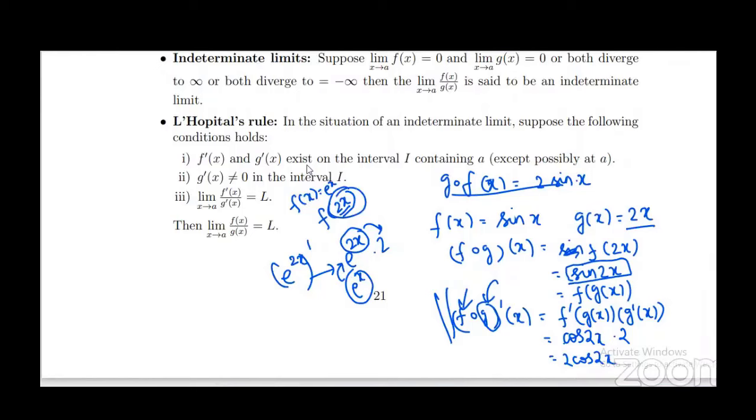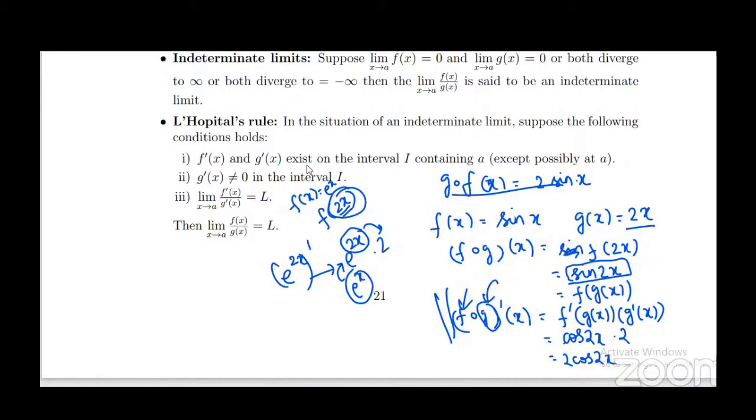Ma'am, if there is something complicated given in the power, like log or something, we can do this thing only, right? Yeah, you have to do this only. This is how you apply the chain rule.